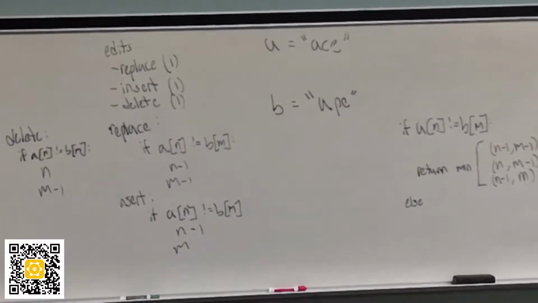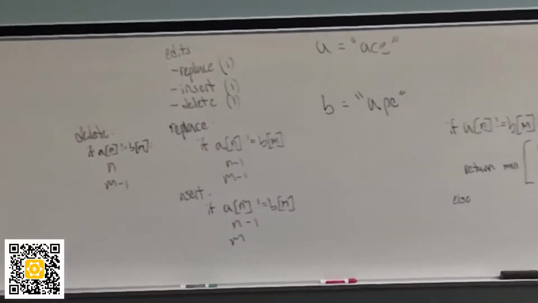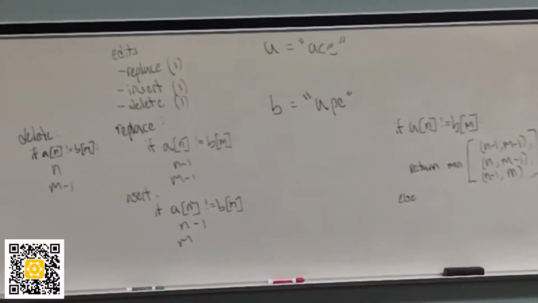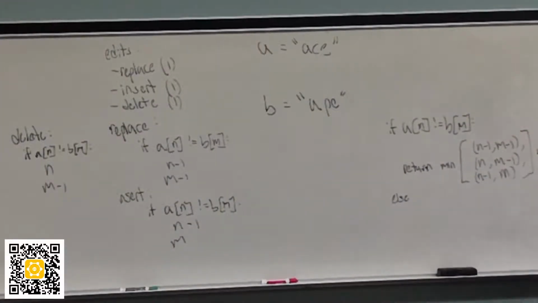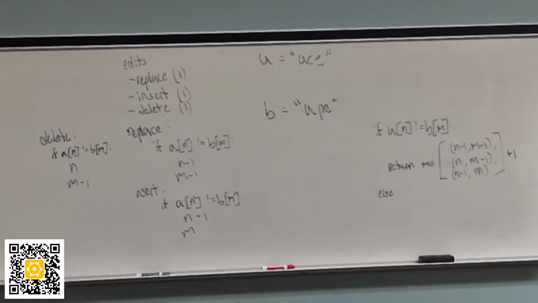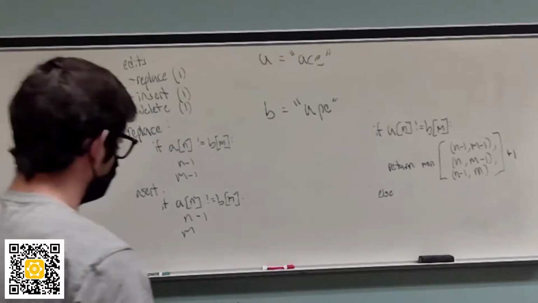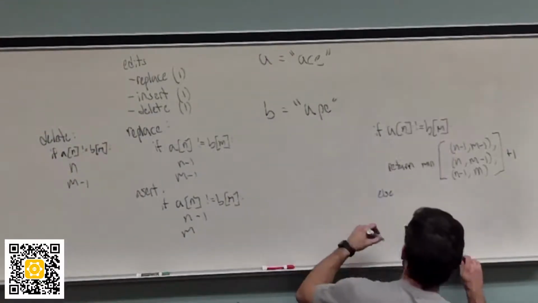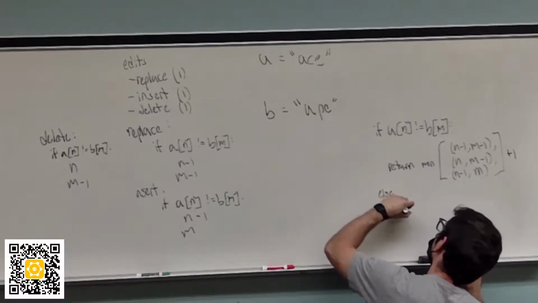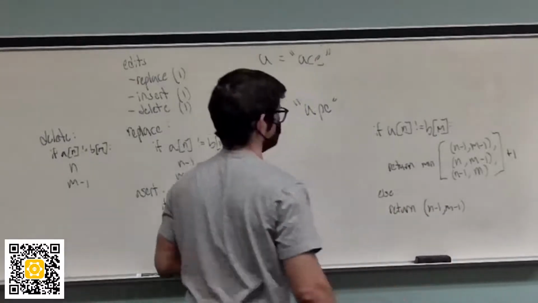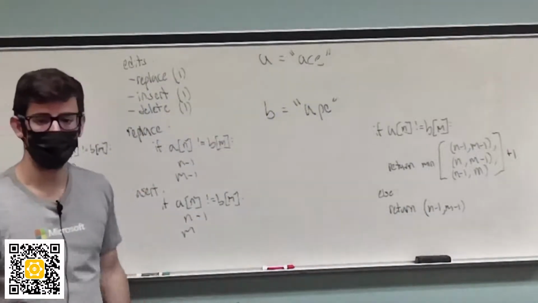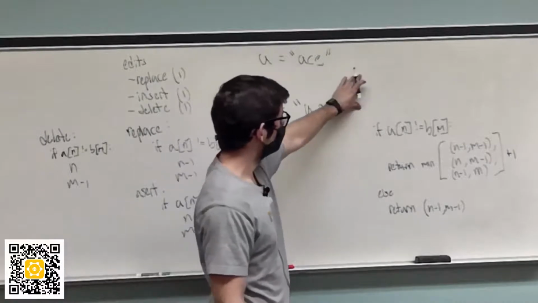Oh yeah, wait, it will be the min plus 1. Yeah, you're right, I forgot the plus 1. Thank you. Okay, cool. Else, if they do match, return n minus 1, m minus 1. We're building out our recursive function right here. What will our base case be?